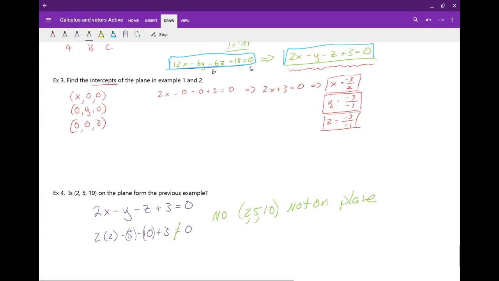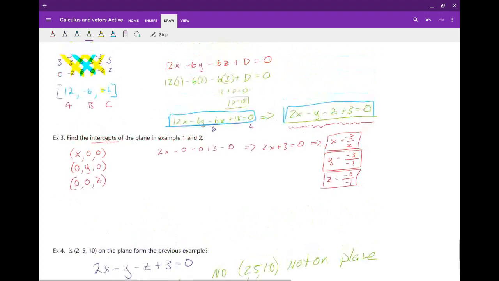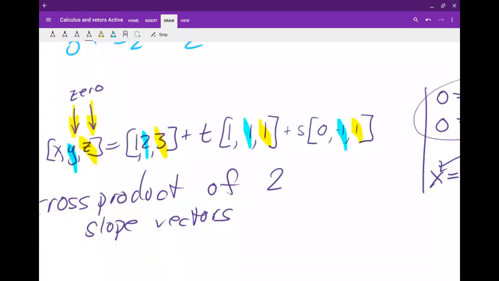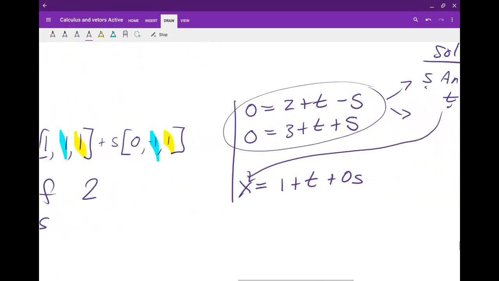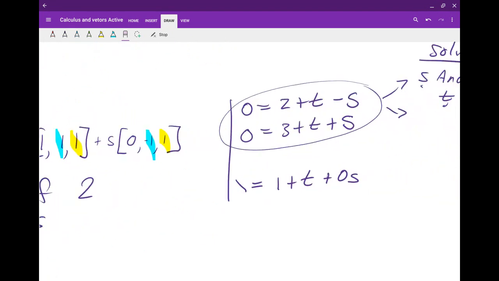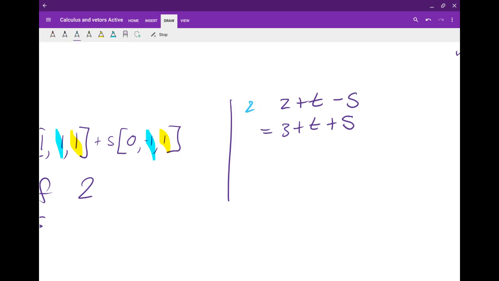Now, like I said, how's that going to work out in the vector form? Let's go back up to our vector form here. If I wanted to find out if (2, 5, 10) is on it, I'd plug a 2, a 5, and a 10 in there. Then I would build a system of equations, where I would have a 2, a 5, and then for z, a 10.